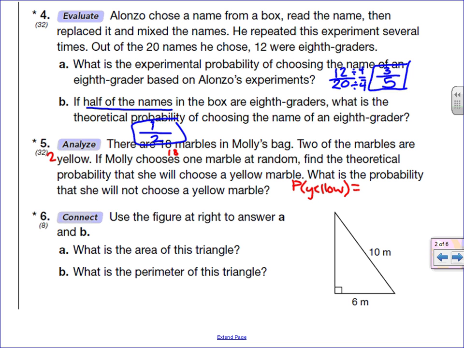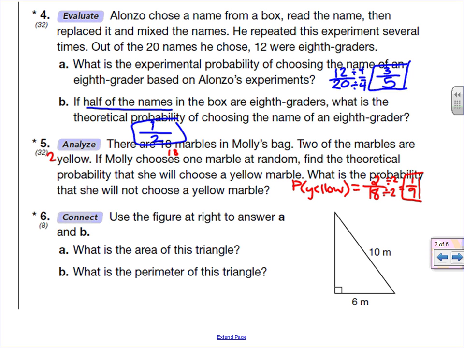is the number of possible ways to get what you want, which in this case is yellow. So the number of favorable outcomes is 2, because there are 2 yellow marbles in the bag. And then out of the total number of possibilities, total number of outcomes is 18 total marbles. And we can divide both top and bottom by 2. So the probability of getting a yellow is 1/9.